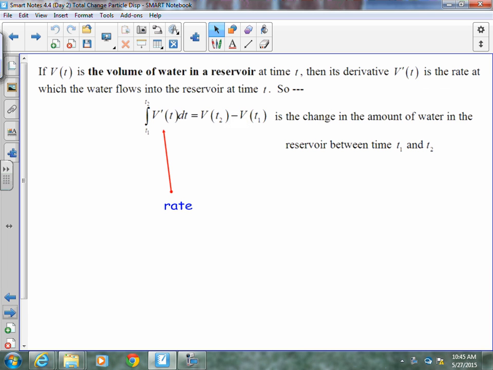For example, if V of t is the volume of water in a reservoir at time t, then its derivative V prime of t is the rate at which the water flows into the reservoir at time t. So an integral of V prime of t from time 1 to time 2 would give us the change in the amount of water in the reservoir between time t1 and t2.